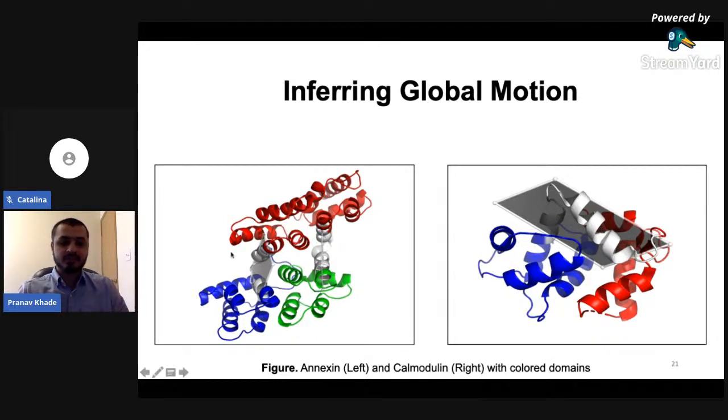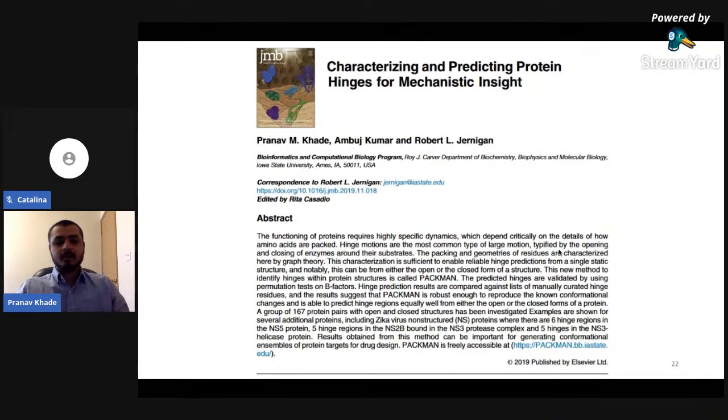For example, you see on your right, you have annexin protein. You can infer just by predicting the hinges that a red domain is connecting the blue and green domains, and they have a leg-like motion. So you can get the overall picture of the dynamics of that protein. And the same goes for calmodulin: this blue part comes away from the red part. We got this study published, where we studied 167 different proteins in open and closed conformations, and we could verify the hinges in all of them.